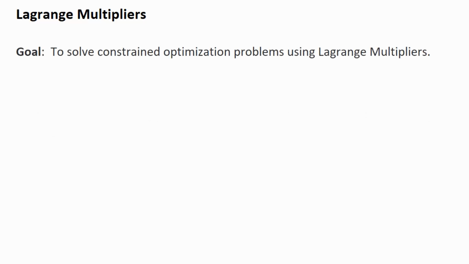This section is called Lagrange Multipliers. The goal is to solve constrained optimization problems using Lagrange multipliers. This is why people are afraid of math. Look at all those scary looking words in that one sentence that describes the goal.